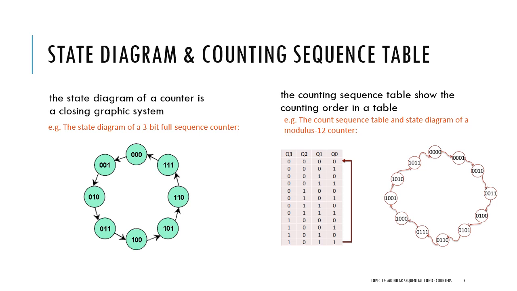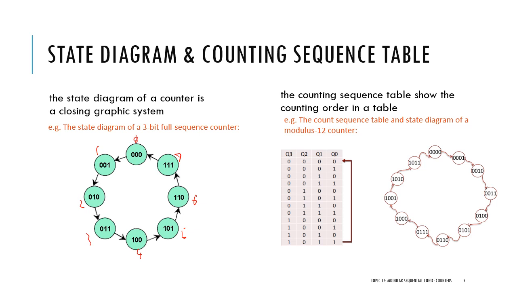For example, we have a 3-bit full sequence counter here. So we know that in the full sequence counter, we start counting from the smallest number 0, then go to 1. The arrow tells you where the next state is. So after 0, it's 1, then 2, 3, 4, 5, 6, 7, then go back to 0. Very, very straightforward, right?